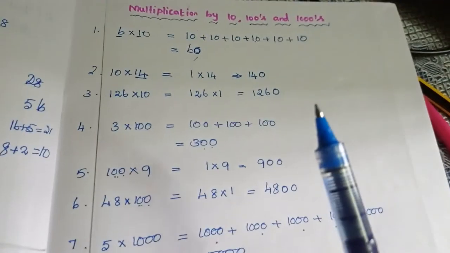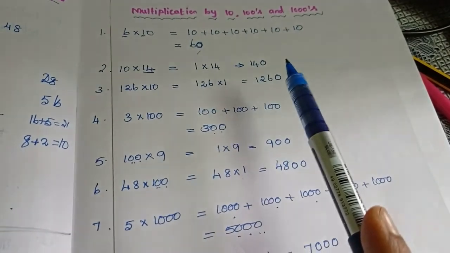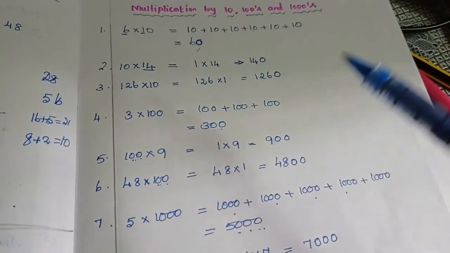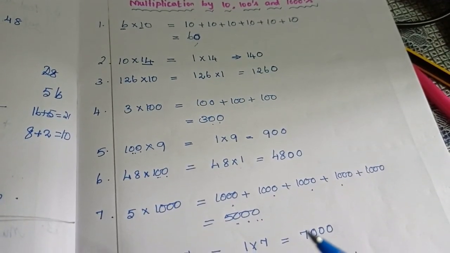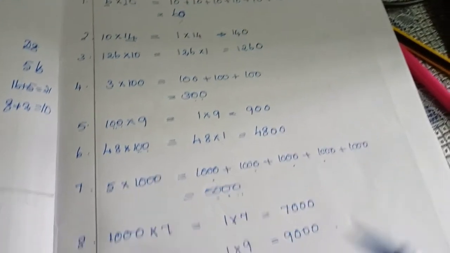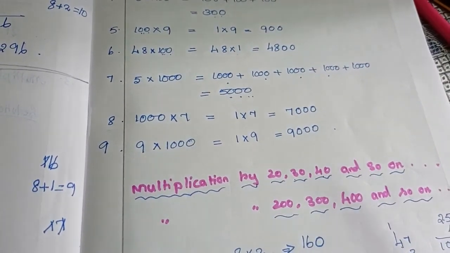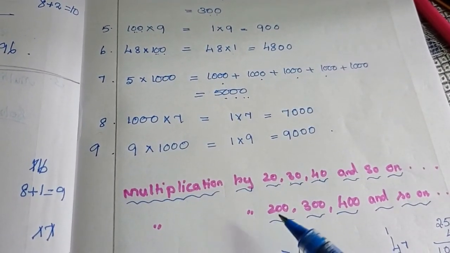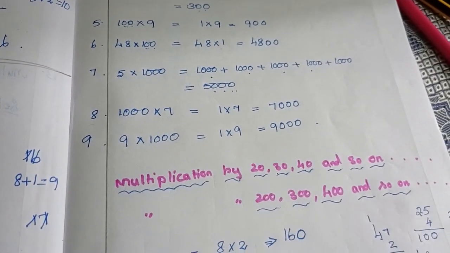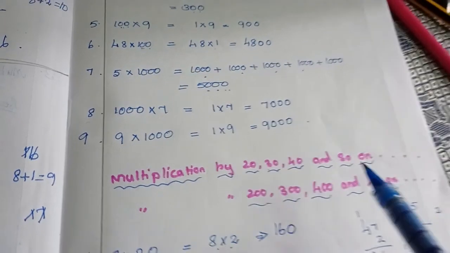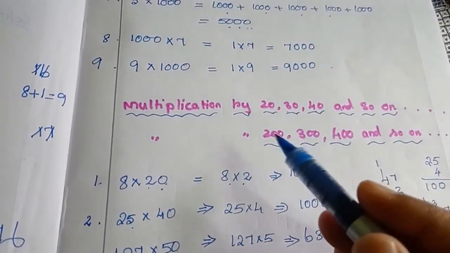Okay, children. In today's class, we learned the multiplication by tens, hundreds, and thousands, and also we did some examples related to that. Okay, and next we learned the multiplication by 20, 30, 40, and so on. And also we learned the multiplication by 200, 300, and 400, and so on. Okay, and also we did some examples related to this method.